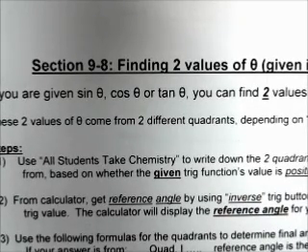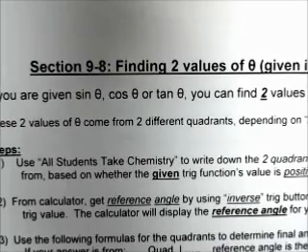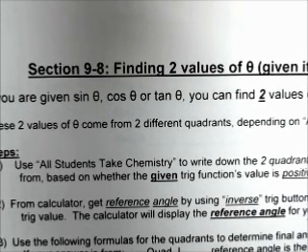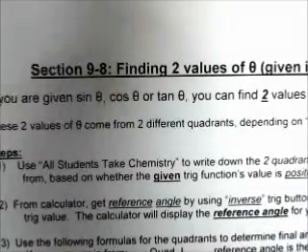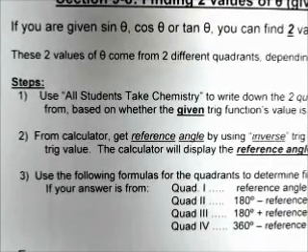From the calculator, you get a reference angle by using the inverse trig button, meaning second and then the trig function, using the positive given trig value. The calculator will display the reference angle for your two answers, and then use the following formulas for the quadrants to determine the final answer.